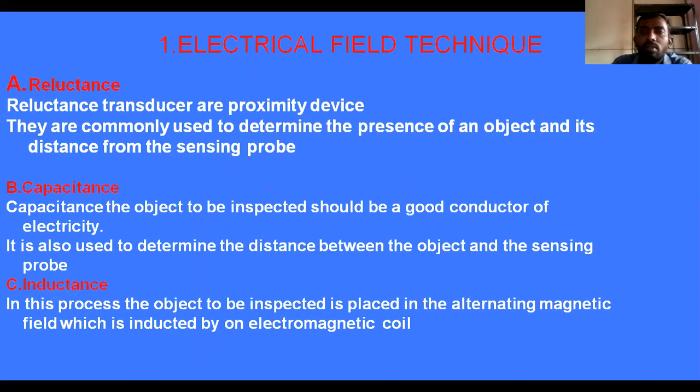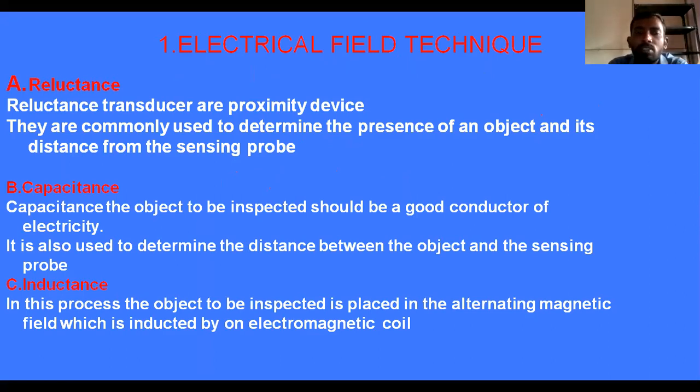In the previous class we discussed the contact inspection methods. Now this classification is the non-contact inspection methods. The first one is the electrical field techniques. By using electrical field techniques, we can know the quality of the object without contact with the object. This is known as a non-optical inspection method.